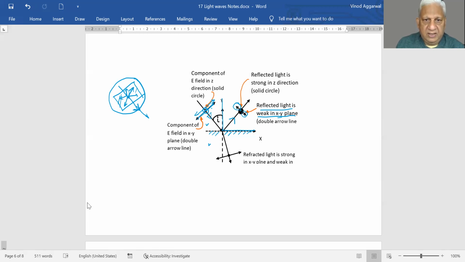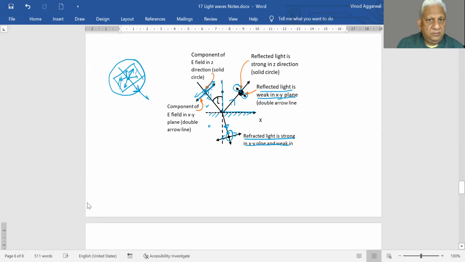Now, what happens to the refracted light? As far as these two rays were concerned, this was reflection. And now, if it goes into another media, then the refracted light is strong in XY direction and weak in Z direction. Okay. So we see in reflection, certain components are being filtered, and we will see this more in another topic called polarization.